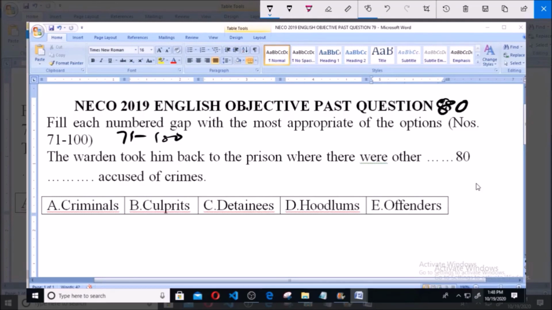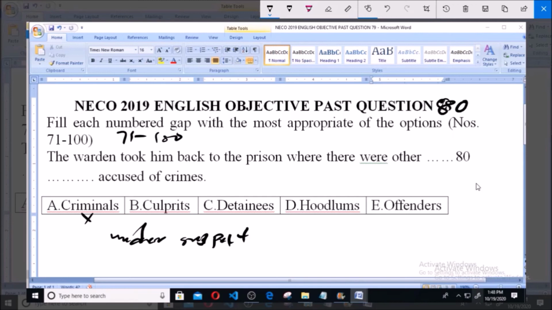A, criminals; B, culprits; C, detainees; D, hoodlums; E, offenders. We cannot say criminals, because if you are an accused person, you are still under suspicion. Until the court finds you guilty, you are just an accused person, so we cannot say criminals. Are all the people in the prison criminals? No.